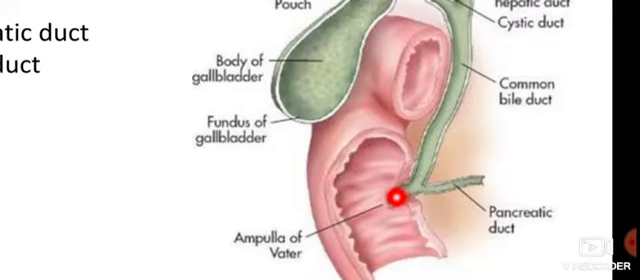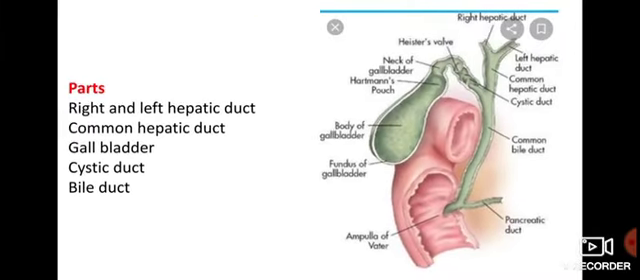forms the hepatopancreatic duct or ampulla of Vater or hepatopancreatic ampulla. And this hepatopancreatic duct or ampulla opens into the second part of the duodenum at the major duodenal papilla. So these constitute the parts of the extrahepatic biliary system: the right and left hepatic duct, common hepatic duct, then cystic duct and gallbladder, and the bile duct.